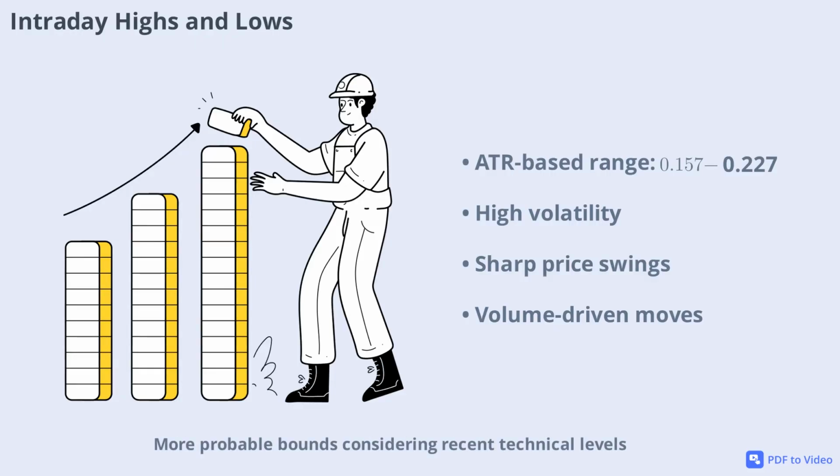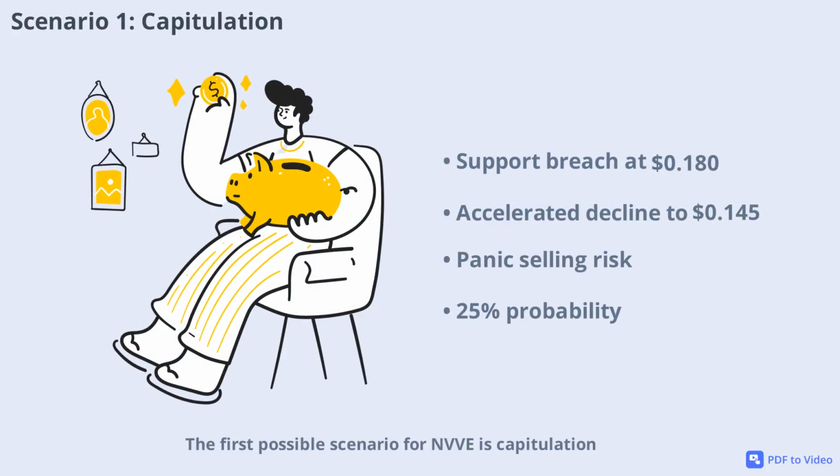More probable bounds, considering recent technical levels, are highs between 0.21 and 0.22 and lows between 0.18 and 0.185. Volatility indicators confirm that sharp price swings are likely, especially if trading volume exceeds 100 million shares. Intraday movement is expected to be asymmetric, with sharper declines on support breaks and slower volume-dependent rallies.